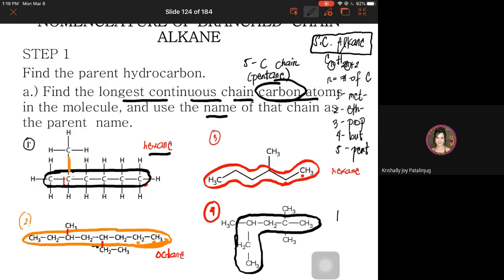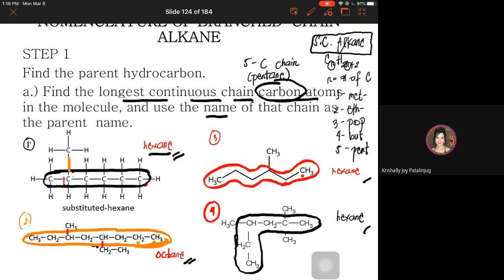Okay, so hexane then. Again, napata sa step 1, letter A. We have to find out first the longest continuous chain of carbon atoms. Okay, so molecule 1, most probably, this is a substituted hexane, the same with number 3 and 4. Merong substituent, merong branch, yung hexane as the parent. And molecule number 2, it is a substituted octane. All right? So, done with letter A, step 1.